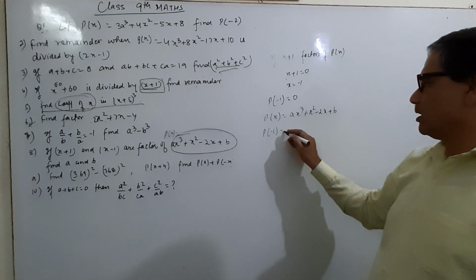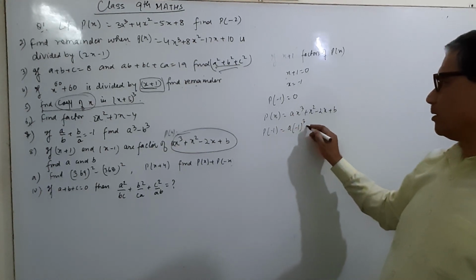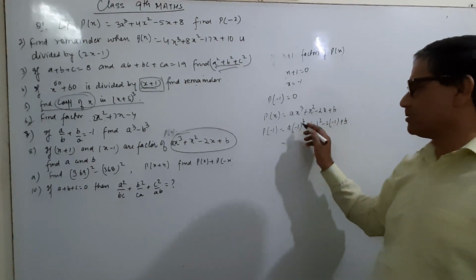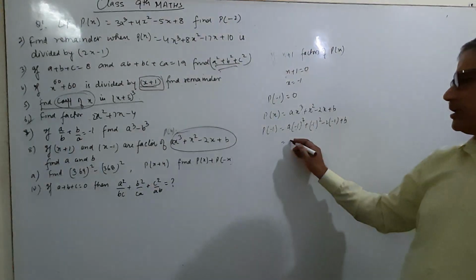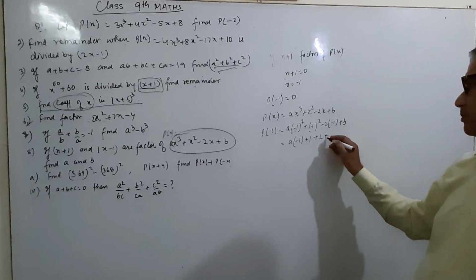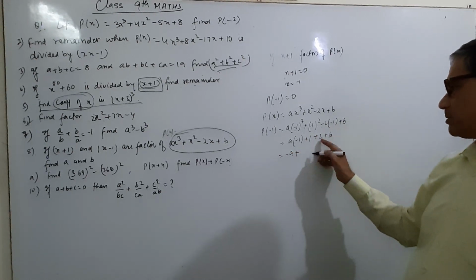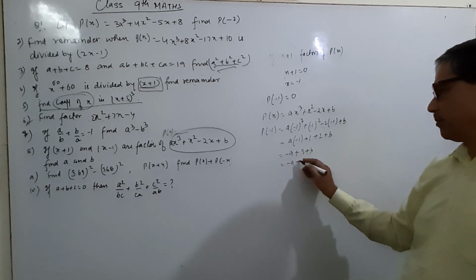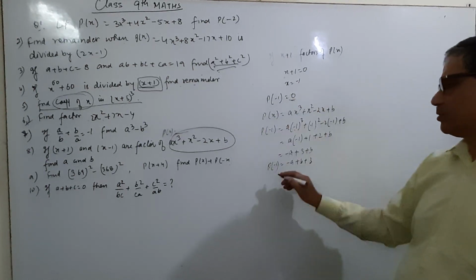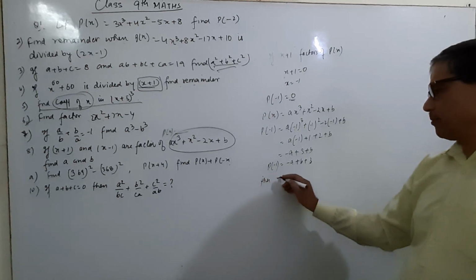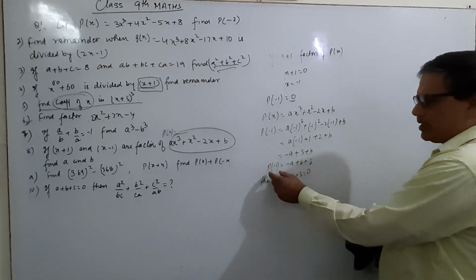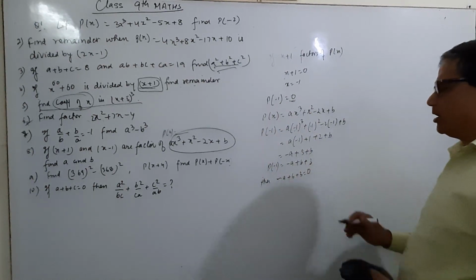P of minus 1 equal to a times minus 1 cube plus minus 1 square minus 2 times minus 1 plus b. Here minus 1 cube is minus 1, that is minus a. I think you know it very well. Minus a plus 1 plus 2 plus b. Here is minus a plus 3 plus b. It means minus a plus b plus 3. This is P of minus 1, and P of minus 1 equal to 0. So that means minus a plus b plus 3 equal to 0. Why? Because P of minus 1 equal to 0, here we will put 0. That means this is also equal to 0. It is equation number first.